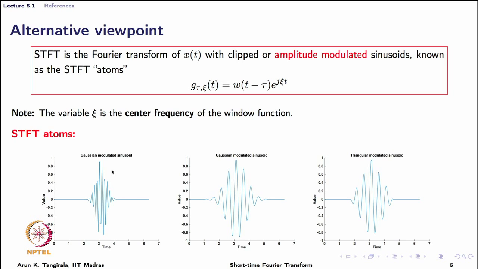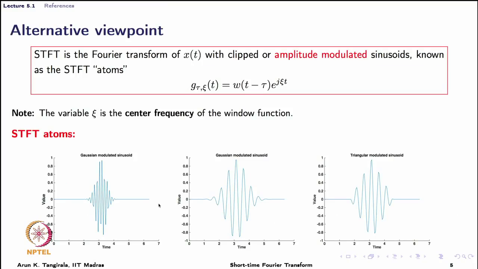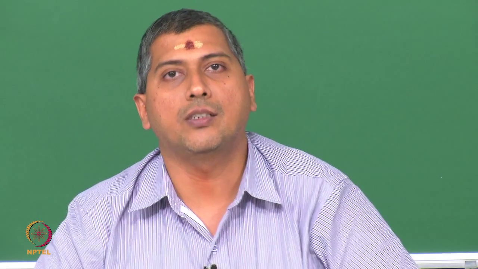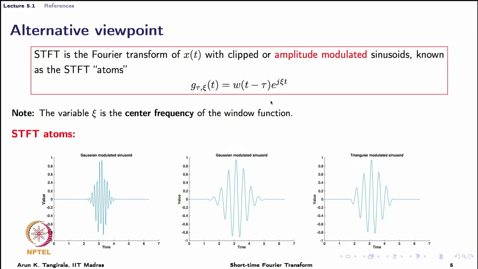Now, earlier I showed you window functions, that is, I showed you what these W's can look like. Now, I am showing you here how the G's can look like. All I have done is I have taken those three window functions that I have shown you earlier and multiplied them with the sine waves. I am going to show you only the real parts here. So, the Gaussian window earlier that we saw of narrower width is multiplied by this complex sine wave, and likewise this Gaussian window and the triangular window as well. So, these are my analyzing functions.